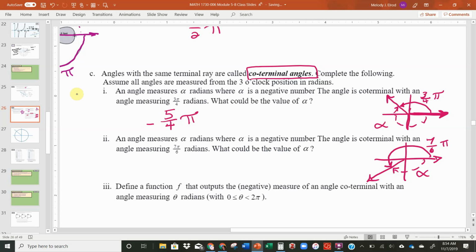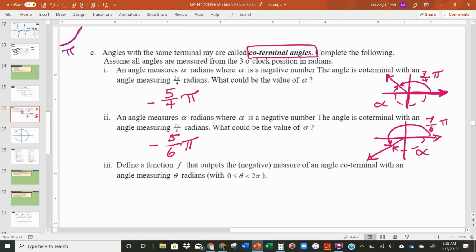Well, it's going to fall short of pi, and it's going to fall short of pi by 1/6. 7/6 is 1 and 1/6. So we know it's going to fall short by 5/6 pi, but in the negative. And so the question is, can I define a function f that outputs the negative measure of a coterminal angle with an angle measuring theta radians?